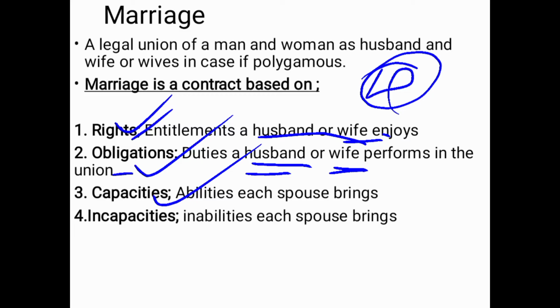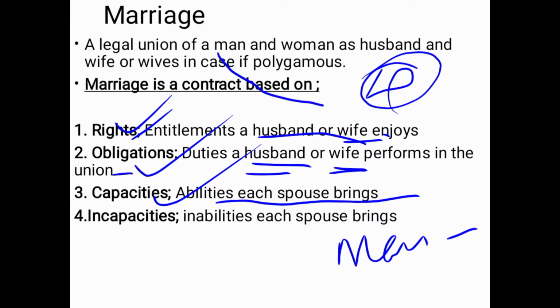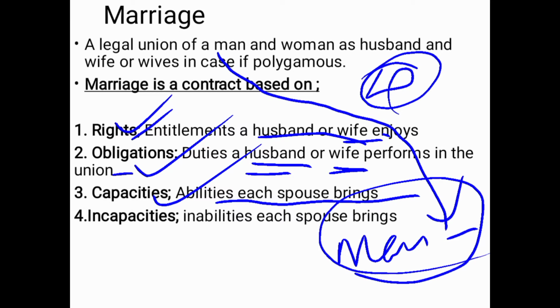The capacities are abilities each spouse brings in the union. For example, a spouse can bring to the union the ability to provide material requirements. Or in the case of the wife, the ability to conceive and bear children for the union. A man cannot conceive. But here comes a wife who can conceive. So the wife comes with a capacity, an ability to conceive.